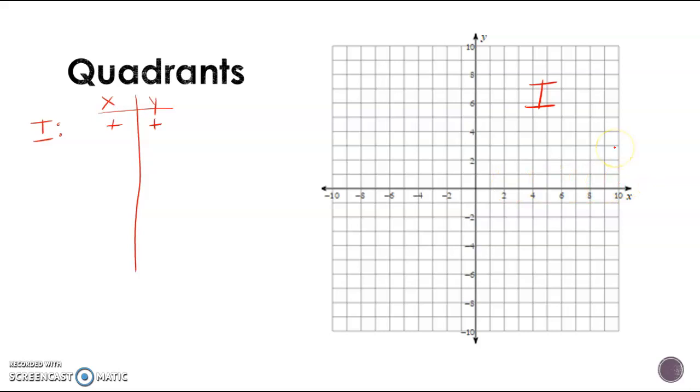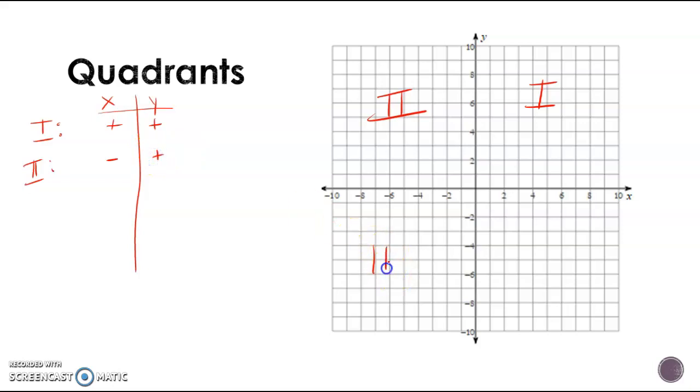The reason that we choose this as quadrant 1 is because that's the quadrant in which most graphs happen, where both our x and our y's are positive. And then from there, we go counterclockwise. So the top left corner is going to be quadrant 2. Quadrant 2 is when my x is negative, but our y's are positive.